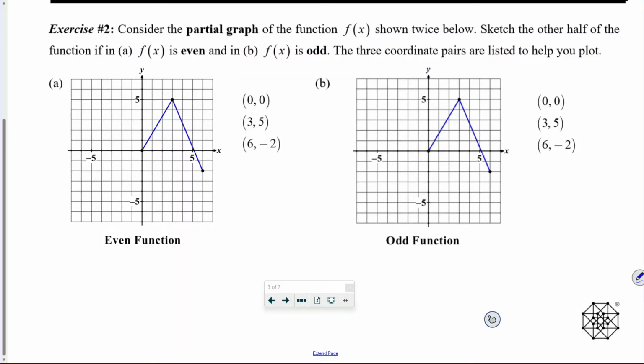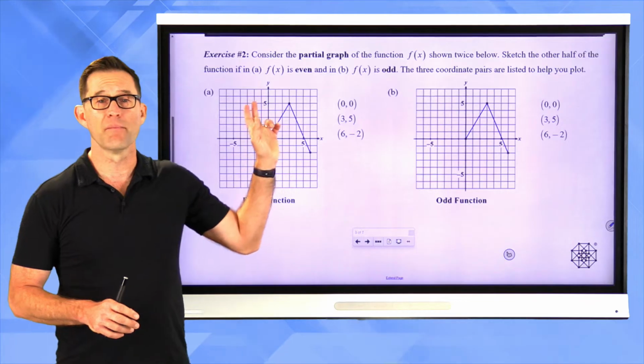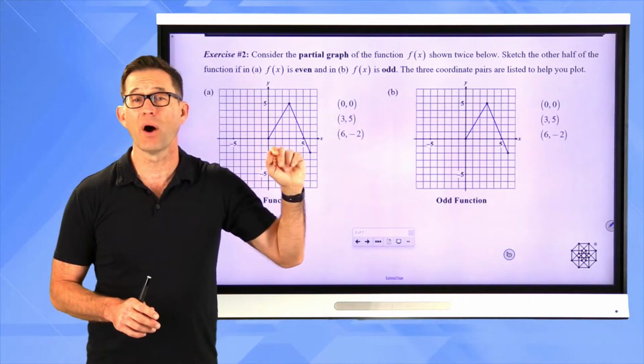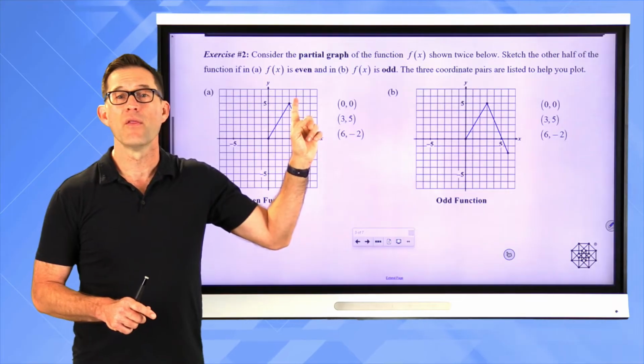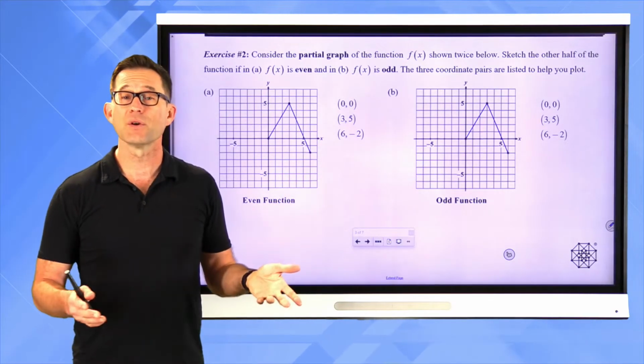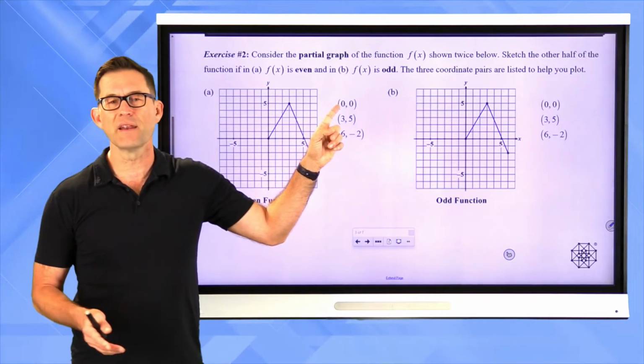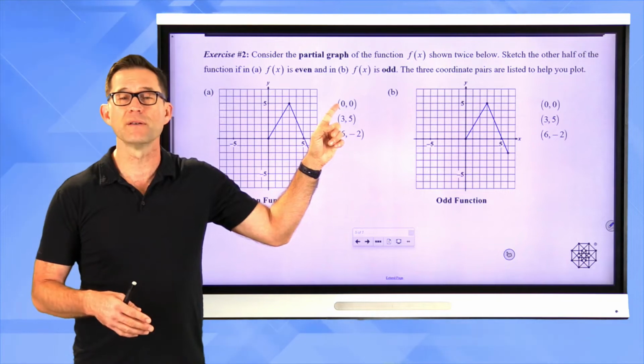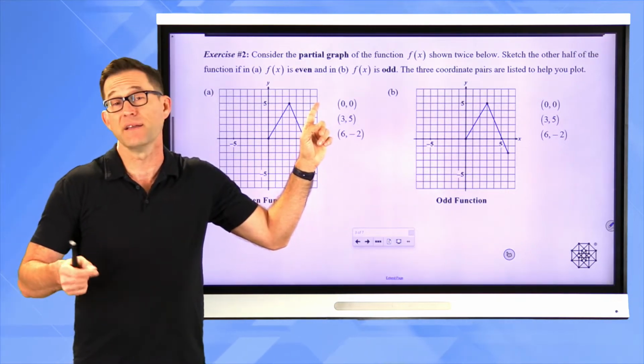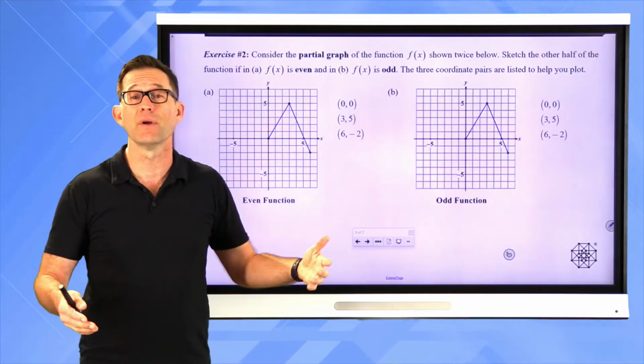Consider the partial graph of the function f of x shown twice below. Sketch the other half of the function if in A, f of x is even, and in B, f of x is odd. The 3 coordinate pairs are listed to help you plot. Now, of course, there are lots of other coordinate pairs that exist on both of these two graphs, but I just put down 0, 0, 3, 5, and 6, negative 2. So let's go through this together and really talk about the idea. Now, 0, 0 is kind of unique in that 0 is its own opposite. So negative 0 is 0 itself.